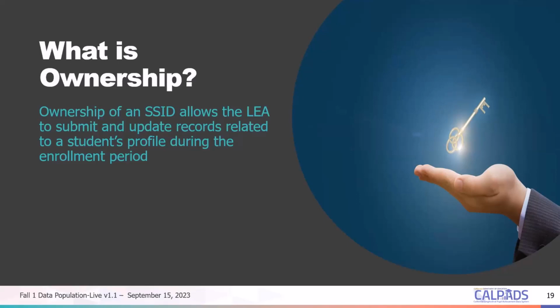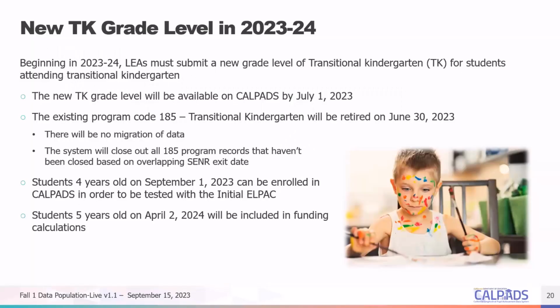All right, let's go ahead and talk now about changes to the SENR record in the 23-24 academic year. We'll begin with the new TK grade level. Formerly, TK students were enrolled in CalPADS with a grade level of kindergarten and a program record with program code 185 to indicate participation in the Transitional Kindergarten program.